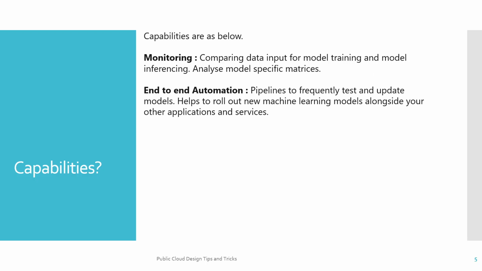Now coming to monitoring, it deals with comparing data input for the model training purpose and the model inferencing purpose. The inferencing is again the scoring purpose. That is where monitoring comes into the picture, and then it provides end-to-end automation also. It comes with pipelines that you can use frequently to test and update the models, and helps to roll out new machine learning models alongside your other applications and services. Okay, so these are the capabilities of MLOps.